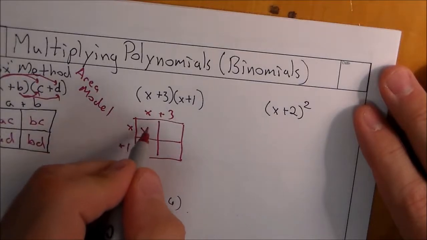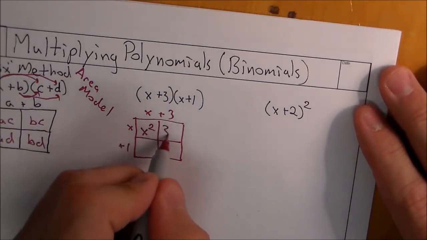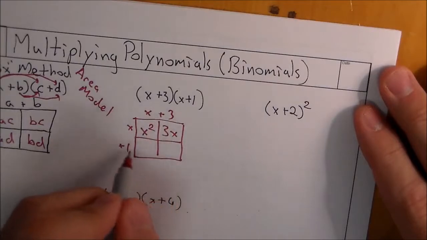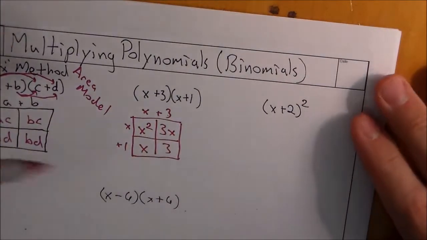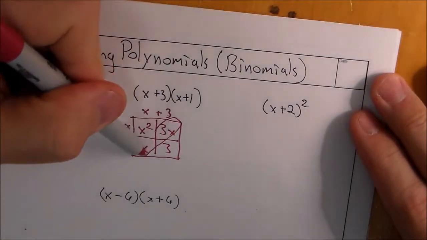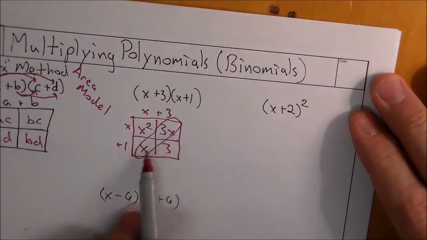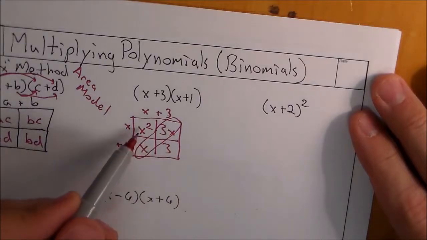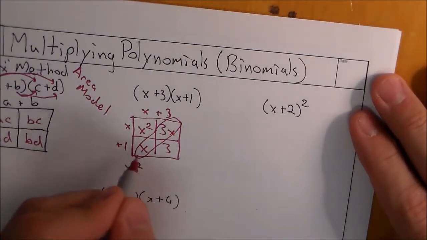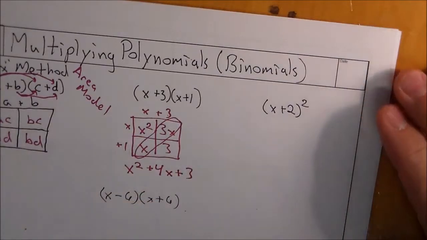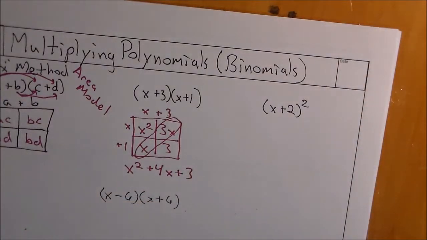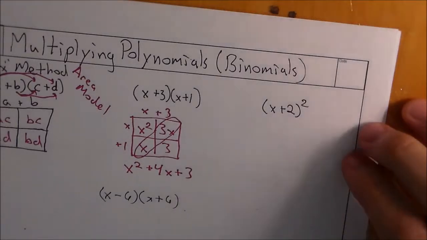x times x is x squared. x times 3 is 3x. x times 1 is x. 3 times 1 is 3. I filled in the four boxes. I now look for like terms, which is x and 3x. So when I write it out, I go x squared, x plus 3x is 4x, plus 3. So now I could say that x plus 3 times x plus 1 is x squared plus 4x plus 3.